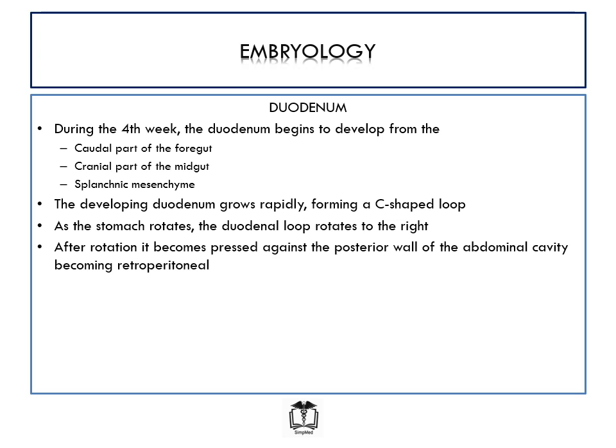So the duodenum starts off as an intraperitoneal organ, but after rotation, when it becomes pressed to the posterior abdominal wall, it becomes retroperitoneal. We usually say it's a secondary retroperitoneal structure because it was initially intraperitoneal but eventually became retroperitoneal.